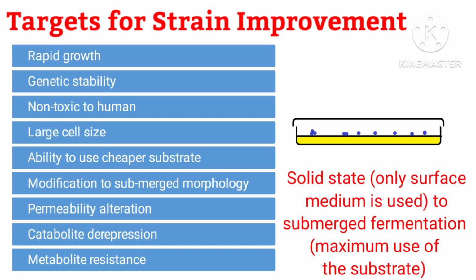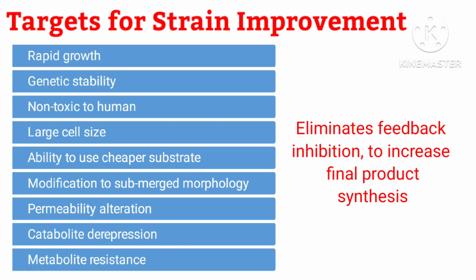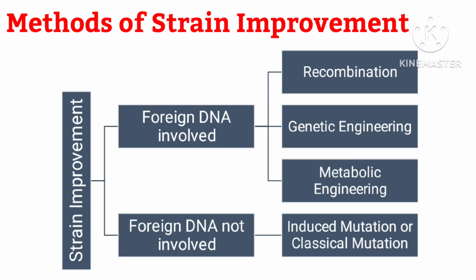Strain improvement is also applied to change the fermentation type, like from solid-state to submerged fermentation. It is also used to eliminate feedback inhibition and block toxic byproduct formation as much as possible. Now let's look at some common methods that are applied for strain improvement.